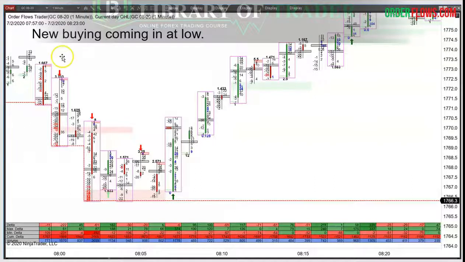What's happening here? Market's selling off, selling off, selling off. Boom. Okay, yeah. Flip the switch. Let's start buying. Computer says to start buying. Start lifting all the offers. Look at this. They turn it bid.